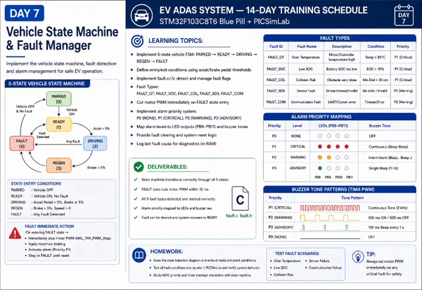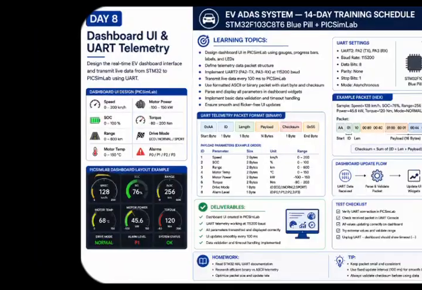And coming to day 7, I designed the vehicle state machine with five operating states: parked, ready, driving, regenerative braking, and fault. Different fault conditions like low battery, over temperature, collision risk, and sensor failure were monitored. Critical faults immediately stopped the motor and generated warning alarms in the electric vehicle.